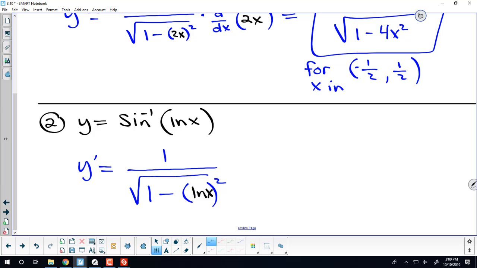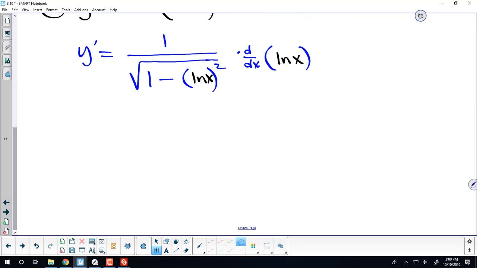Okay. So the derivative of the outer is 1 over the square root of 1 minus the argument squared. Then we have to multiply by the derivative of the argument. Is everybody all right with that? Are there any questions? And the derivative of the natural log of x is 1 over x. So we have 1 over x times the square root of 1 minus ln of x squared.